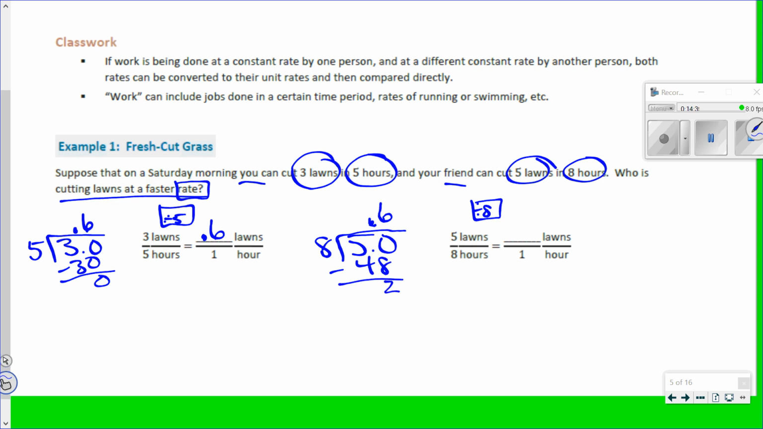48 gives me a 2, still not at 0, so I'm going to bring down another 0. Goes into 20 twice. Subtract 16, still not at 0, so I'm going to bring down another 0. It's going to go 5 times. Subtract 40, and now I'm finally at my 0. So what does he do? He does 625 thousandths of a lawn in an hour.